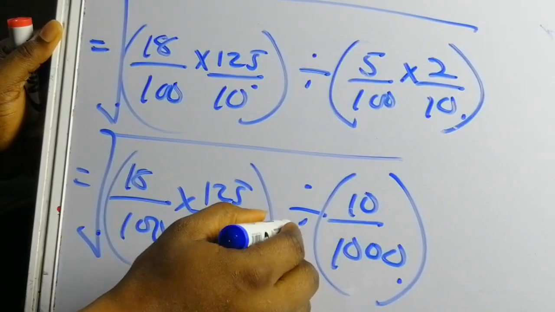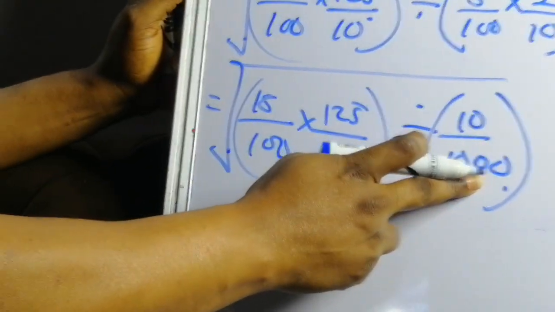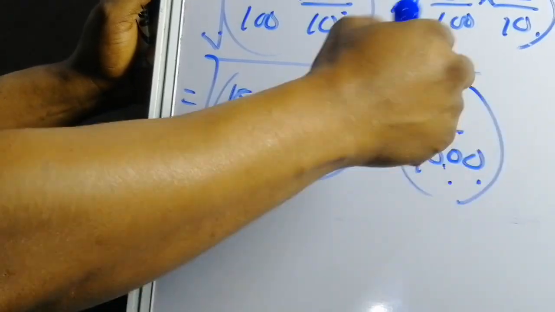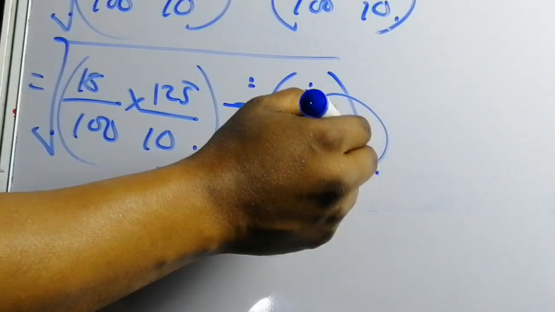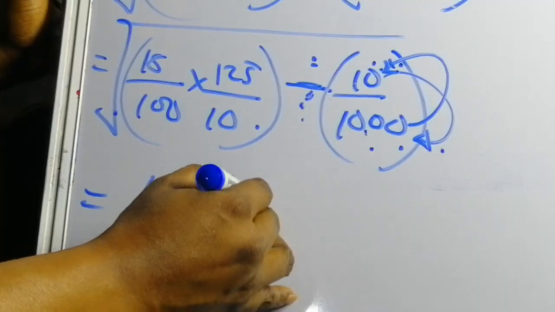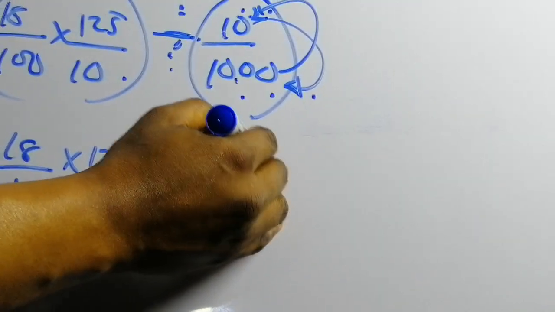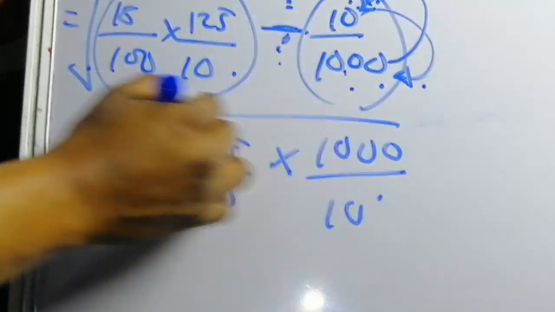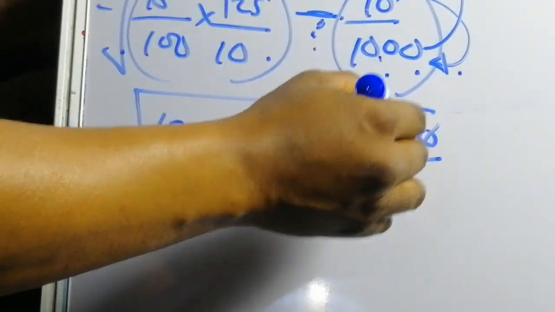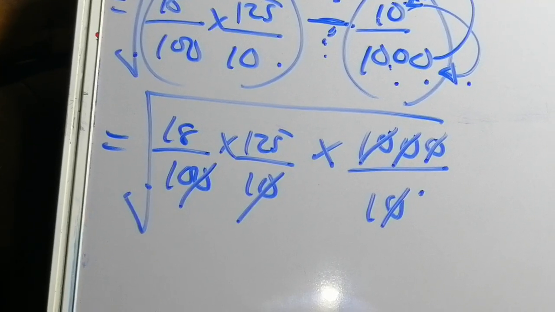Everything all over. So don't forget, in the law of division under indices, you can change the denominator. If I want to remove this division, the denominator will go to the numerator and the numerator will come to the denominator. So you swap. This will come here, then this will go here. This is the same thing as 18 over 100 times 125 over 10, times, don't forget, the denominator will go up, that's 1000 over 10, everything under the square root. You can see now everything is well spelled out. I can remove this zero; this zero will cancel this zero, and this zero will also cancel this zero. It's as simple as that.